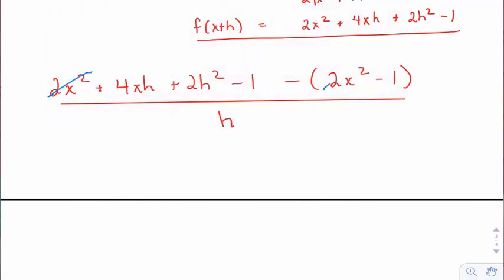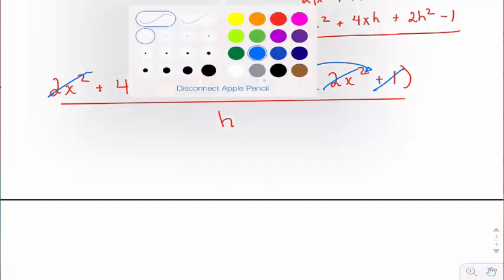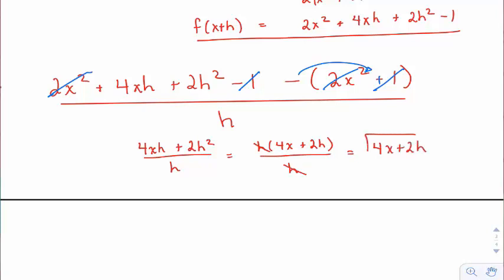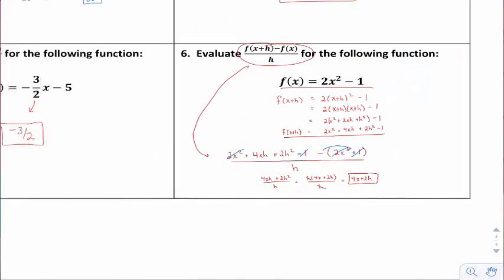So the 2x squareds, those go away. Notice we distribute that negative, so it's going to become a plus. So the negative ones are going to cancel. So you're left with 4xh plus 2h squared over h. Factor out a GCF of h. You get h times 4x plus 2h, over h, which cancel, and there you go. Notice the h cancels. That usually is a good sign that you did it right. And that is number 6, difference quotient.